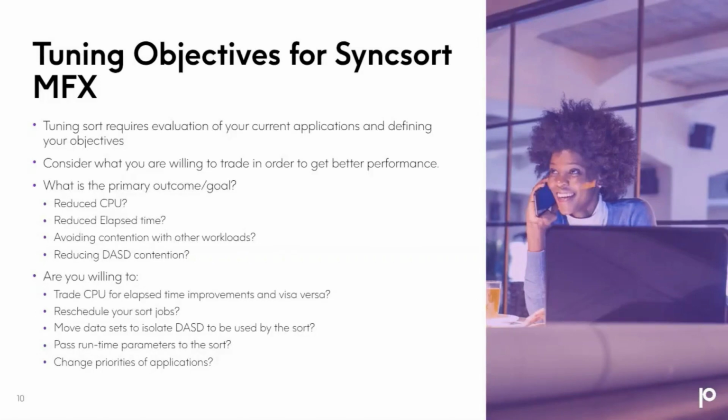For instance, if you're seeking to reduce the elapsed time of a given sort, are you willing to increase the CPU time by X% to get a Y% reduction in elapsed time? Can you consider rescheduling either the sort you're tuning or other workloads? Can you move data sets to isolate DASD to be used by the sort, or make changes to the control statements used, or pass runtime parameters to the sort? Can you detune other applications to make resources available to more significant work?